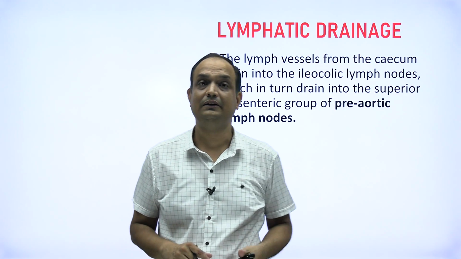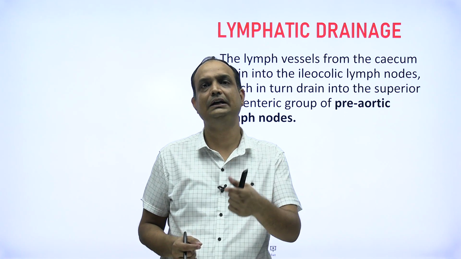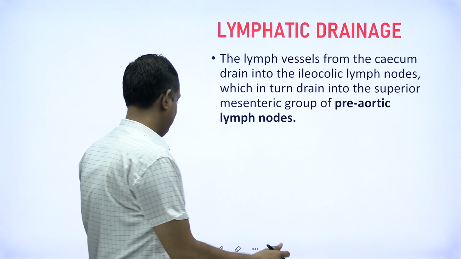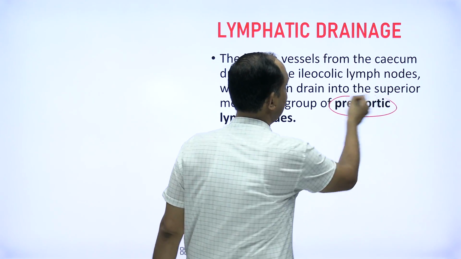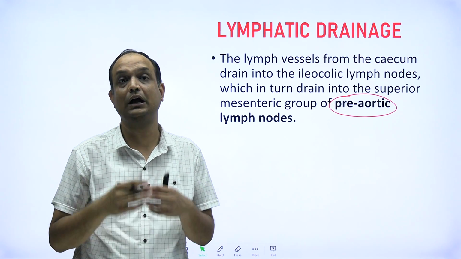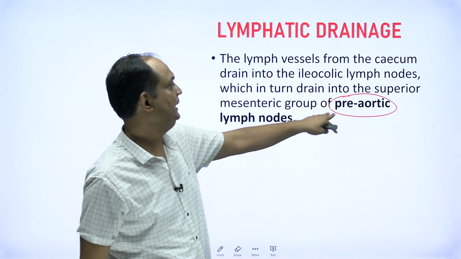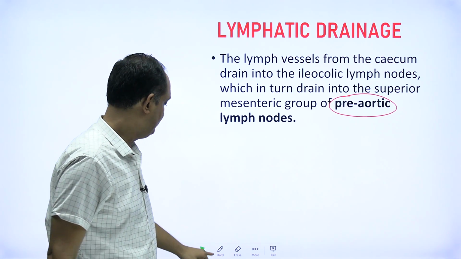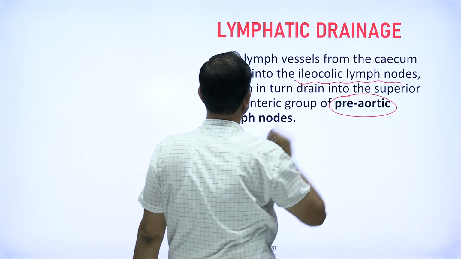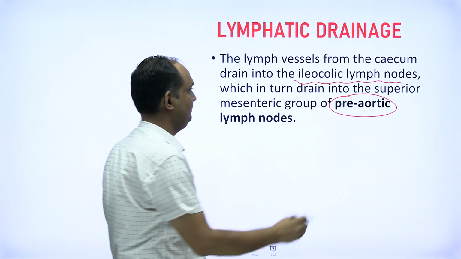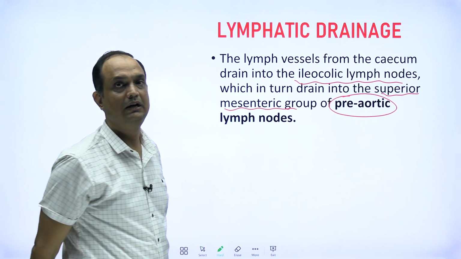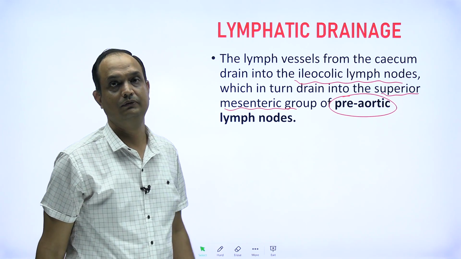Now, what about the lymphatic drainage? This is a one-liner question. What is the lymphatic drainage of the cecum? The answer is the pre-aortic group of lymph nodes. These are lymph nodes which lie deep on the posterior wall of the abdomen along with the aorta. They are known as pre-aortic lymph nodes. First the lymph will pass into the ileocolic group of lymph nodes, from the ileocolic to the superior mesenteric, and from the superior mesenteric it will enter into the pre-aortic group of lymph nodes.